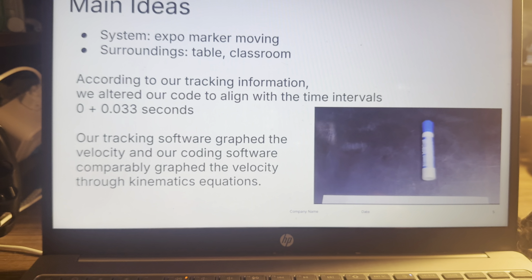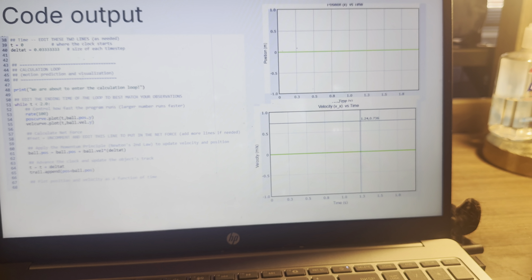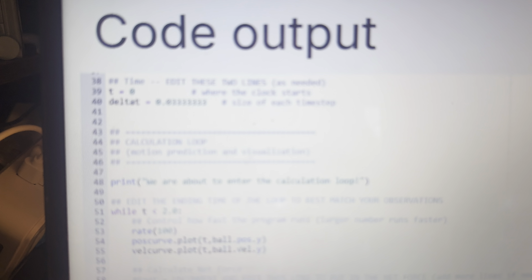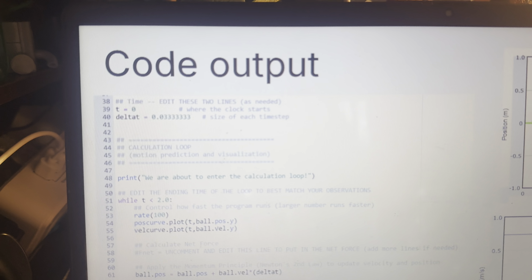So this was the code we put in. It's basically a loop that will keep running the position update formula, and will update with the certain positions when we put in our time intervals. You can see that my delta t, which is the change in time, is 0.033, which is how big the time step was when we recorded. And then these are the graphs we got, and it also outputted all of the values for every single time interval.